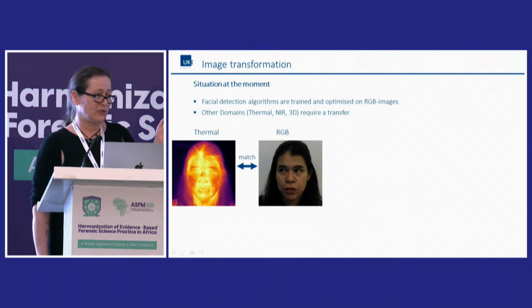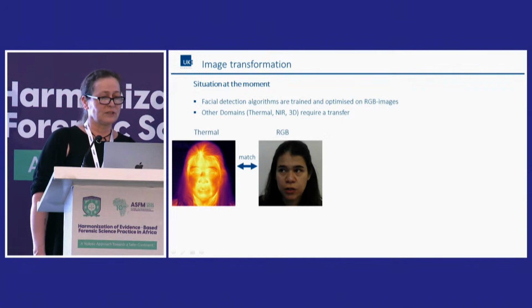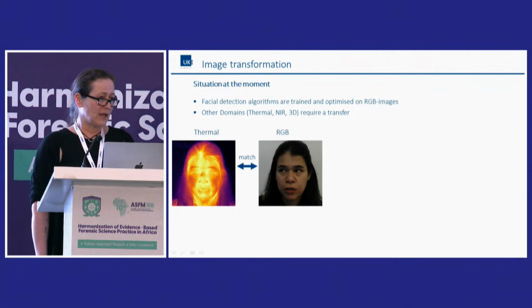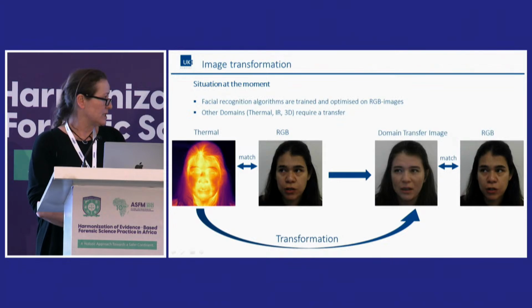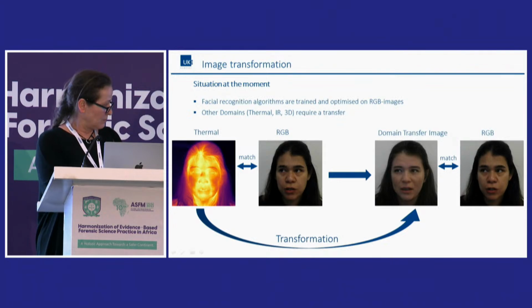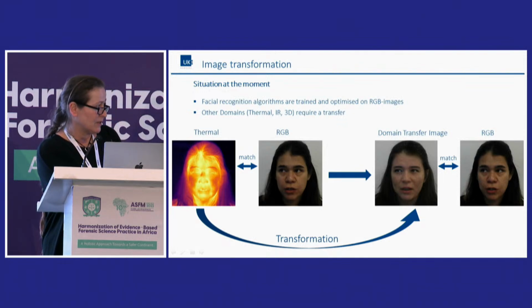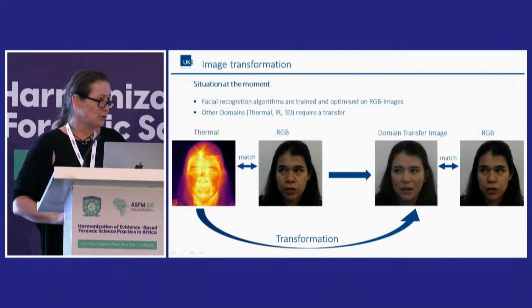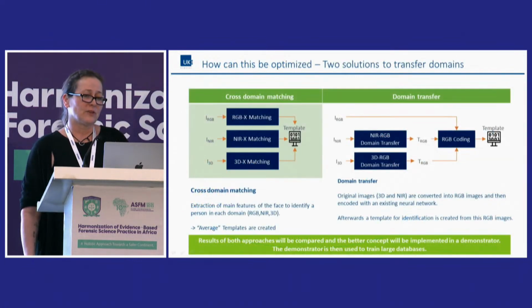At the moment, this is the situation I would like to show you. If it comes to facial detection algorithms, they are trained and optimized on RGB images. This works fine by now, but if you have other domains, then there's a transformation required. As you can see here, if you compare those pictures, you see that, this is a pointer, yeah. This face here is not even close to the real picture, so it's still too far away to do a proper match. So this is a little bit technical.